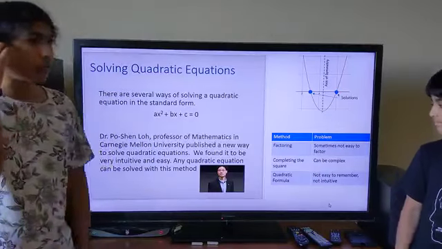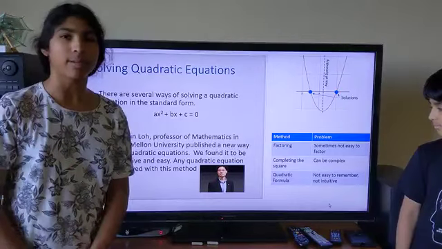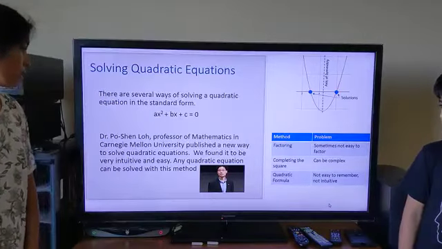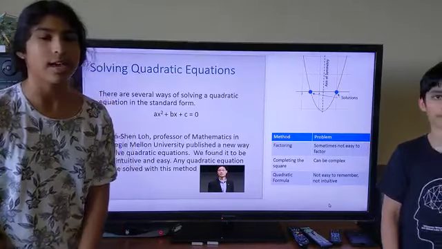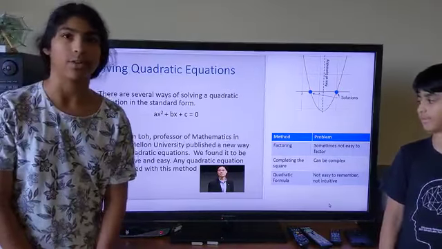So Dr. Po-Shen Lo, who's a professor of mathematics at Carnegie Mellon University, made a new way to solve quadratic equations. We found it very intuitive and easy, and this also works for any quadratic equation.